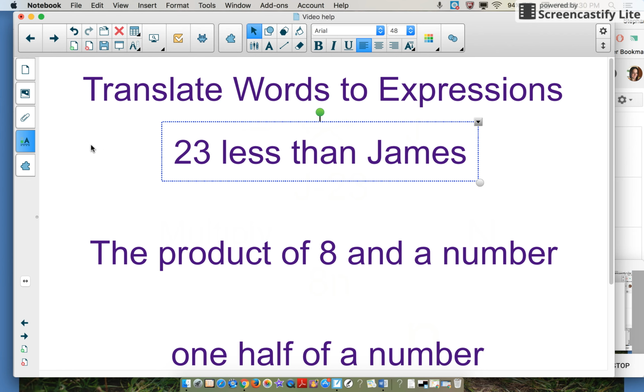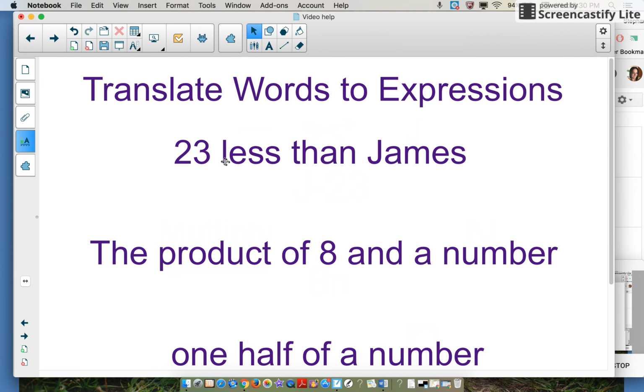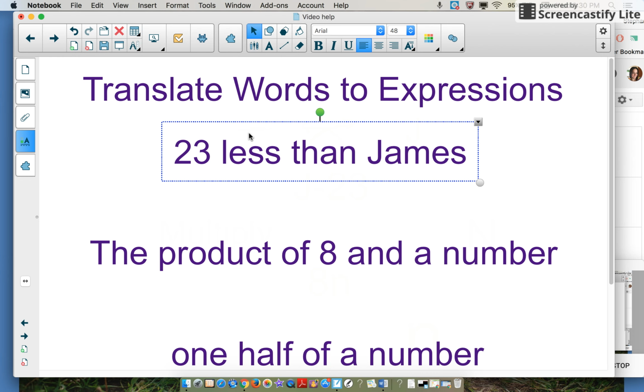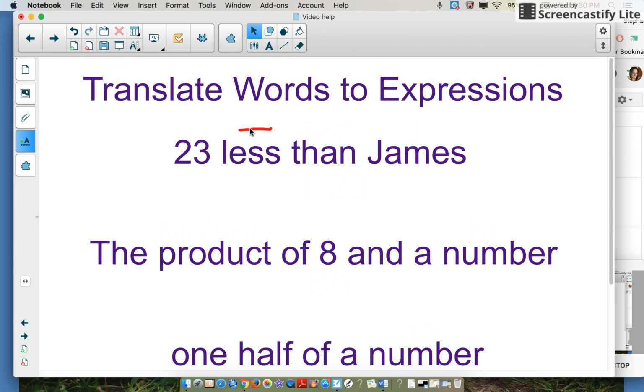So I'm going to look at 23, and it says 23 less than James. How can I write this as an expression? Well, 23 is going to be 23. I can't change 23. Less, I can change. Less means an operation, a math operation. Less actually means subtraction. So we're going to remember that that means to subtract. Than is a key word that we learned this year, and I want you to remember it and don't forget about it. Than means to turn around. Remember? Turn around.